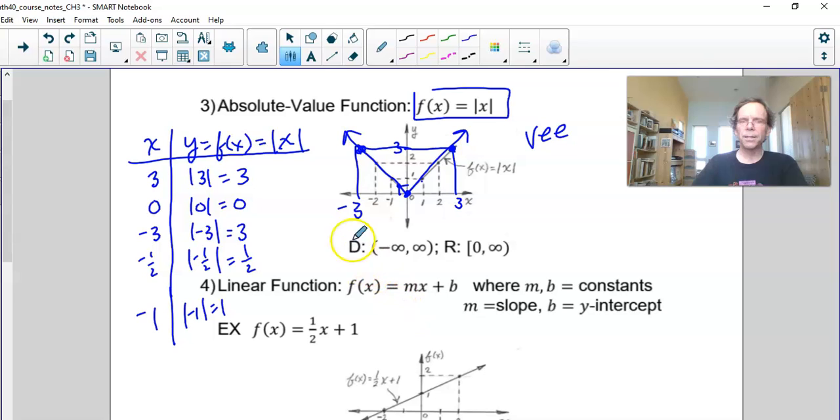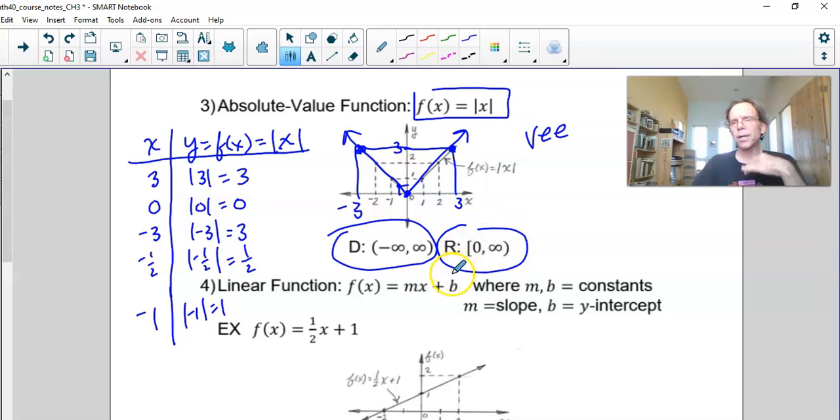So what's the domain? Any real number. You can take the absolute value of any real number you want. But the range, because of the absolute value, can't be less than 0. So we would say it's all the non-negative numbers, from 0 to infinity, including 0.